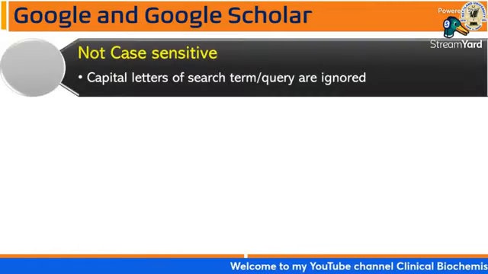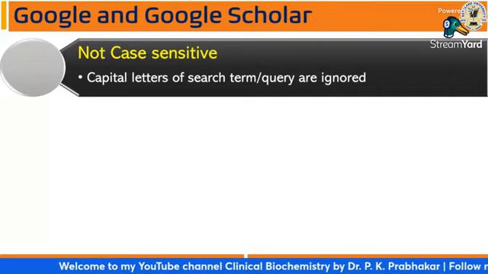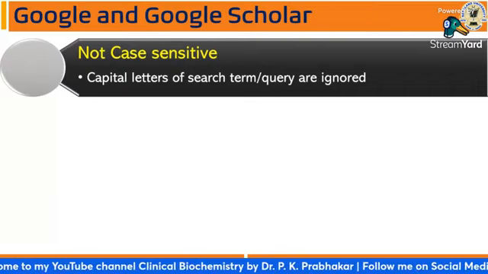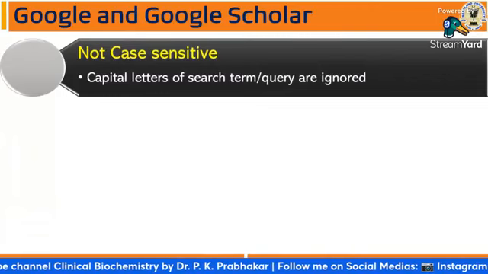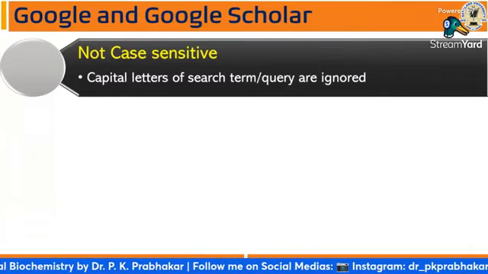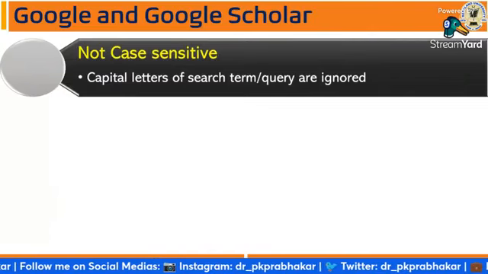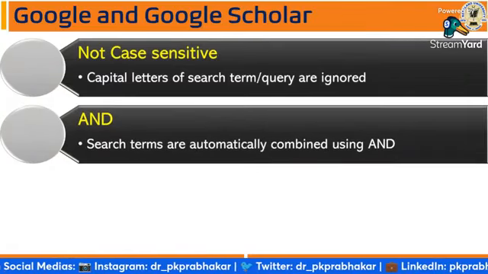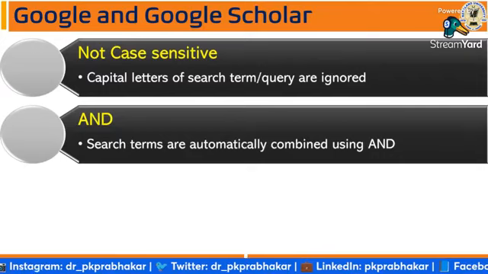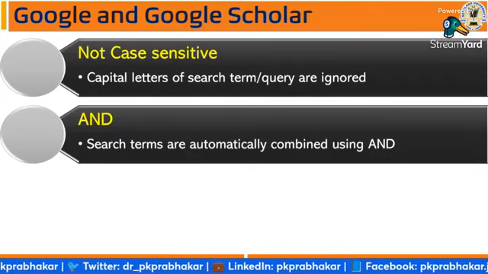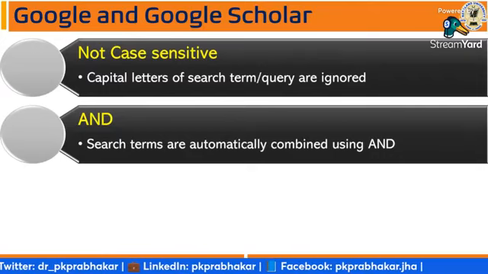So how can Google Scholar or Google be used very efficiently? First, Google searches are not case sensitive. Whether you write in capital letters or small letters, it does not make any difference. Second, search terms are automatically combined with AND.